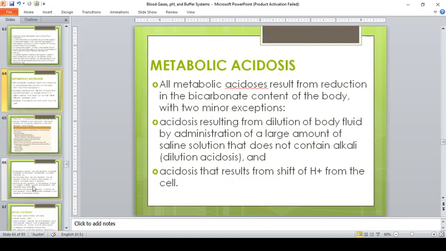For the second part, this is a further discussion of the acid-base disorders. These are the ones that were also discussed and introduced earlier: metabolic acidosis and alkalosis, and respiratory acidosis and alkalosis.